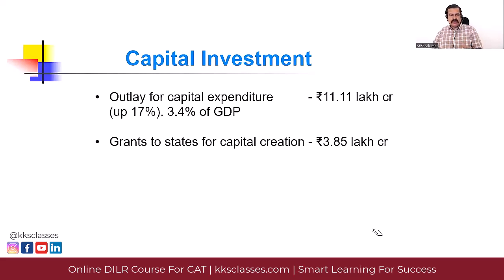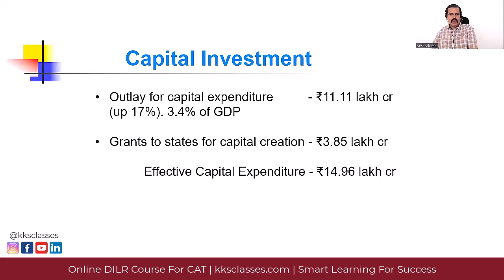So these grants for capital investment, which are implemented by the respective state governments, are to the tune of 3.85 lakh crores. So together, adding these two amounts, we get a total of 14.96, or let us say 15 lakh crores, which is for capital investment, asset building for the nation. So these are investments made for the present and the future generations.